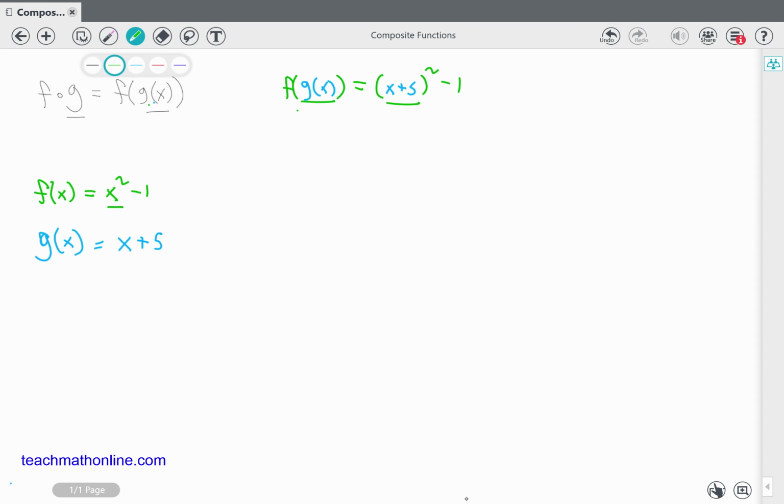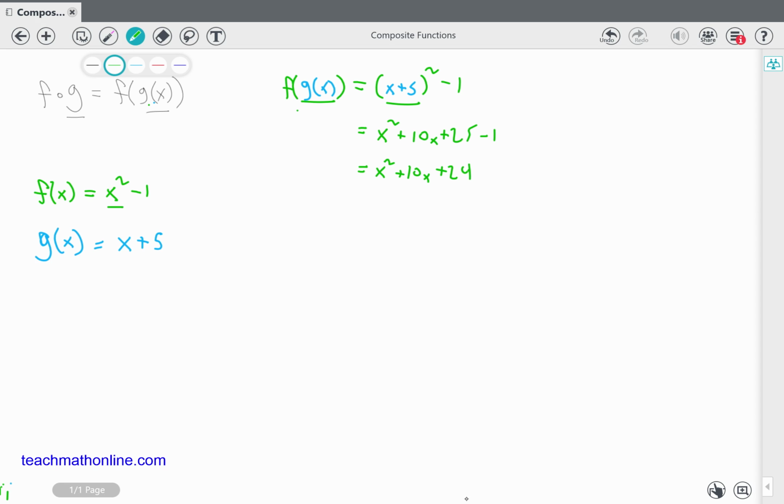If we were to expand that, we would see that it is equal to x squared plus 10x plus 25 minus 1, which is equal to x squared plus 10x plus 24. And this is what f of g of x is going to equal. We got a brand new function.